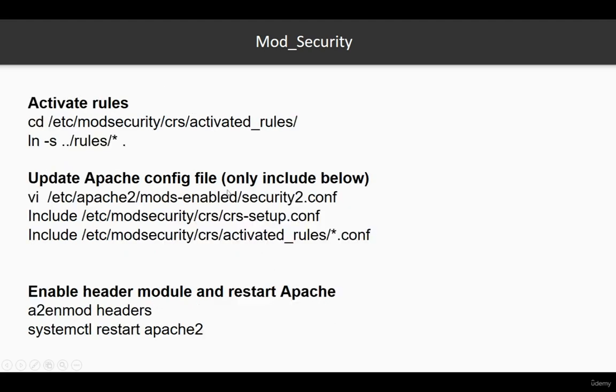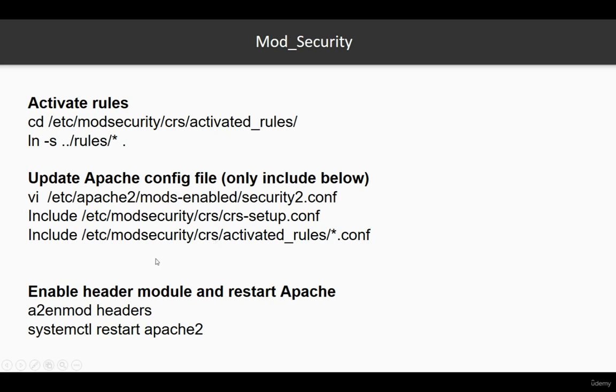Next step is we want to activate the rules. So we create a new folder, call it activated rules, and create the shortcuts to all of the rules in that particular CRS rules folder that we downloaded. Next, we need to go to the Apache security configuration and include the CRS config file and activated rules in there to make sure our Mod Security knows about the CRS rules and the CRS configuration.